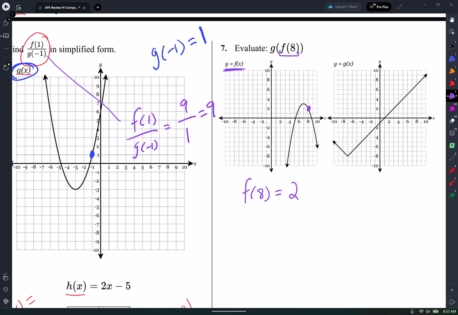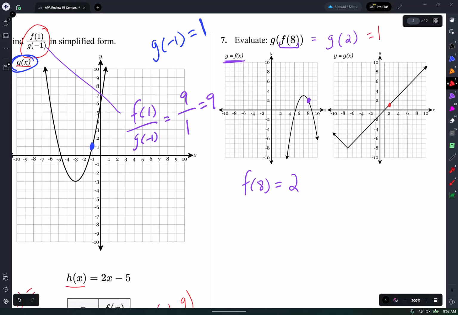Well, since f of 8 equals 2, here's what I'm going to do. I'm going to put equals. That must mean that this is g of 2. So I'm going to go to the g graph. So here's my g graph. And when x equals 2, what is the y value? There it is. So I'm going to come back and write this statement from the beginning: g composite of f at 8 equals 1.